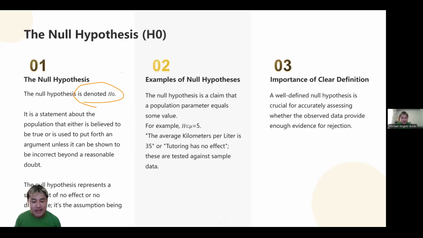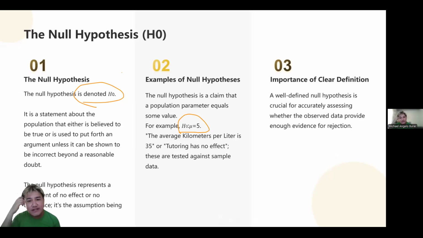So let's have an example here. Say we claim that a population parameter equals some value. So we've written here our mean is equal to 5. Remember, when using the null hypothesis, since it's a status quo, we always use equal. So a well-defined null hypothesis is crucial for accurately assessing whether the observed data provide evidence for rejection.